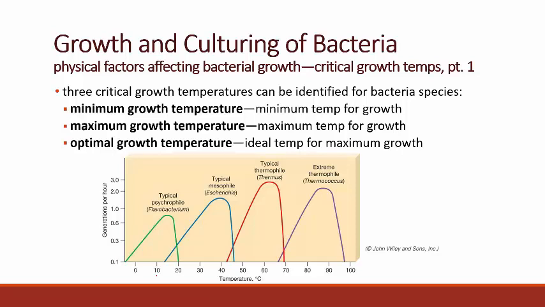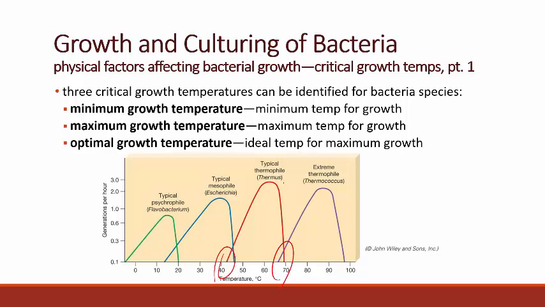There are three critical growth temperatures that can be determined for most bacteria species. The first is the minimum growth temperature. So for typical thermophiles, let's look here, the minimum growth temperature is somewhere around 43 degrees C for the Thermus genus of bacteria. The maximum growth temperature for the typical thermophile is somewhere around 69 degrees C.